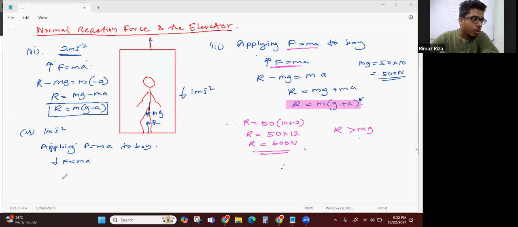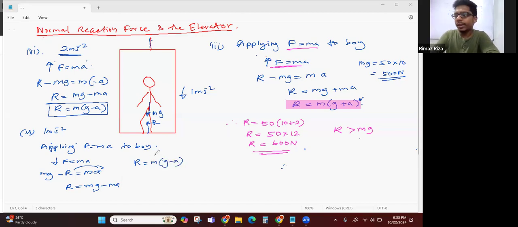Now if I consider downward motion, the force acting downward is the weight mg, and R is upward, so it's opposite to the direction I've considered. Mass times acceleration is also downward. Therefore, if you take R to the other side and ma to this side, R equals mg minus ma, so R equals m(g minus a). So remember, when the lift is accelerating vertically downward, R will be m(g minus a).